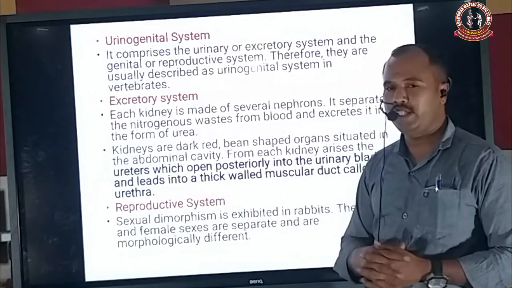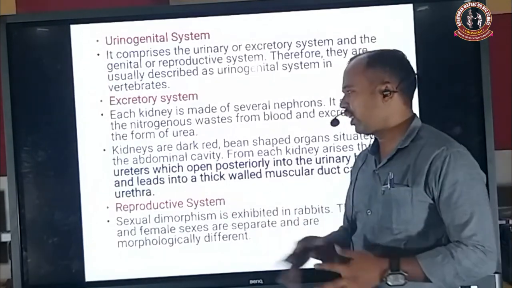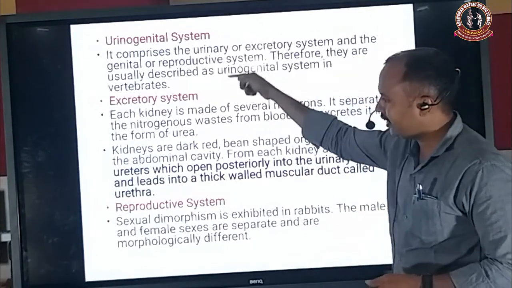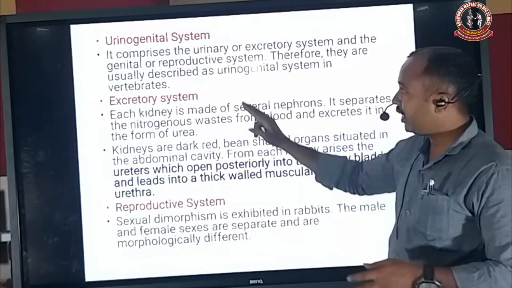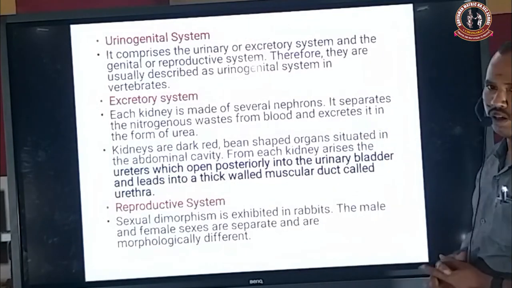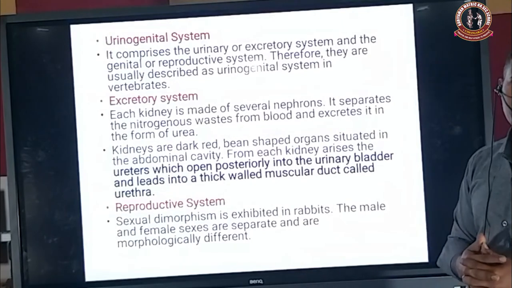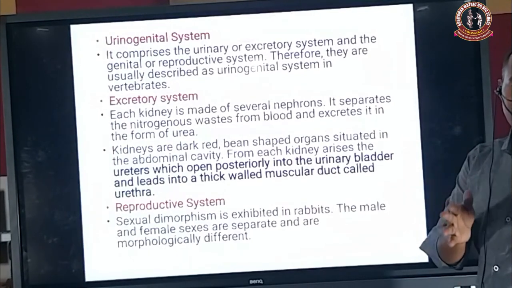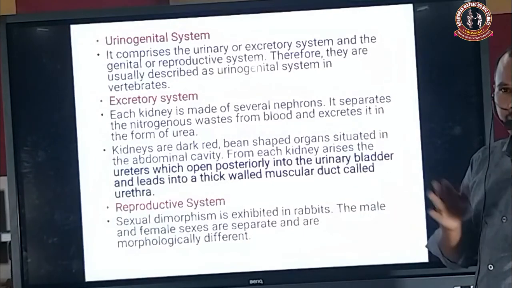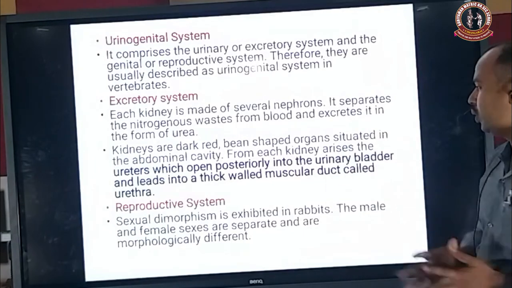And then the reproductive system. We have already said the urinogenital system contains the excretory system and the reproductive system. So only this part is the urinogenital system. In the reproductive system, the rabbit shows sexual dimorphism. They have separate male and female animals, with separate male and female reproductive systems.